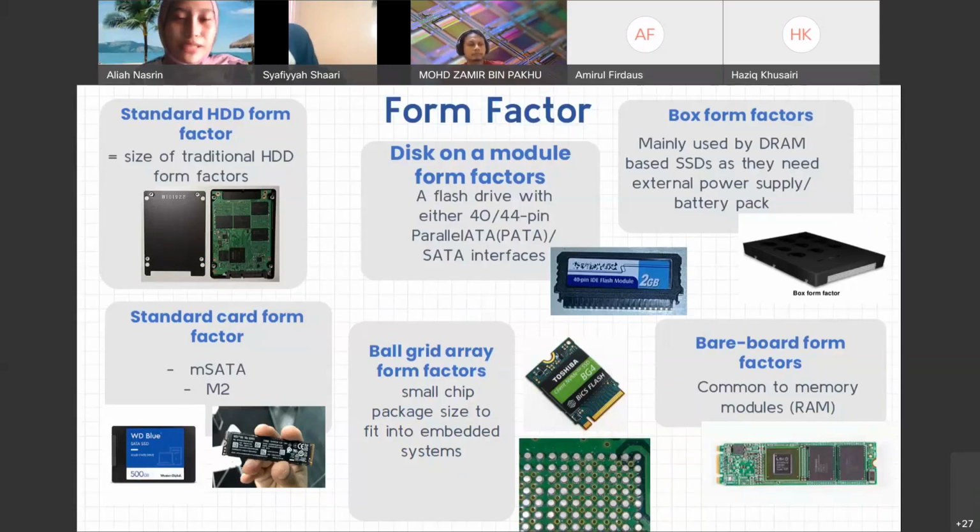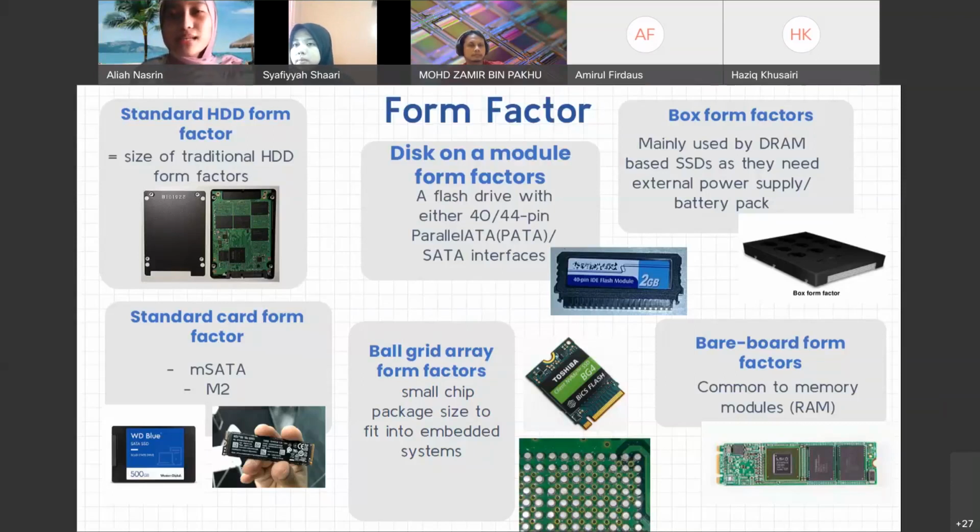So the last form factor is the bare board form factor. This is a form factor that is common to memory modules and is now being used by SSDs to take advantage of their flexibility in laying out all the components.